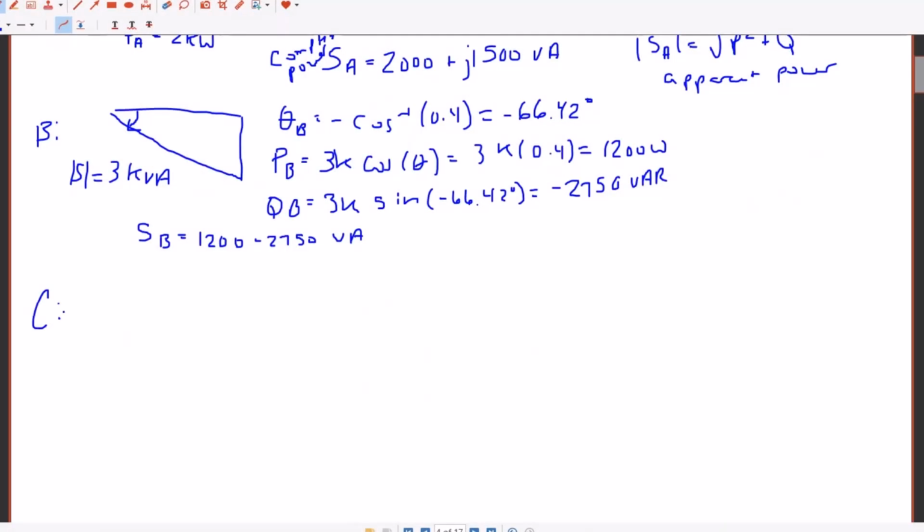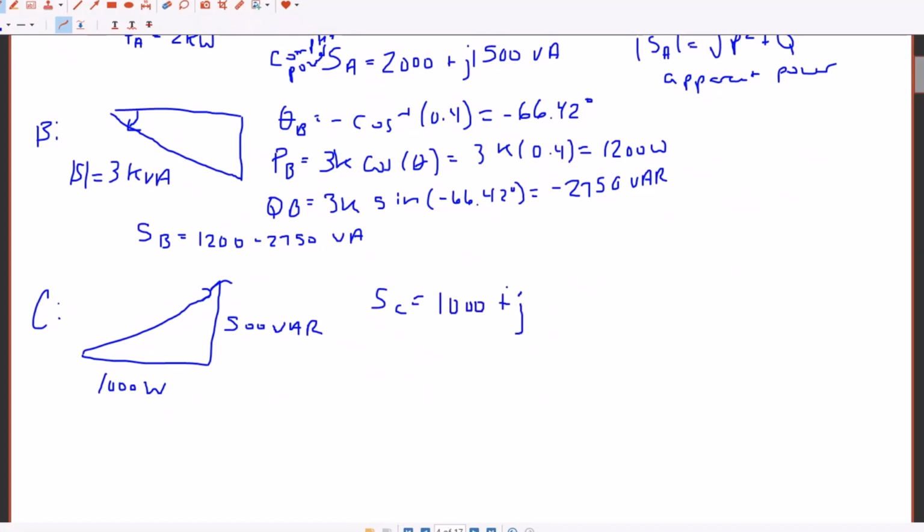For C, we know the real and the imaginary part, and we know it's positive because it's inductive. So we can go ahead and label the triangle. This is just 1,000 watts, and this is 500 var. We don't have to do any trig for this one. We just need to write down that the complex power is 1,000 plus j500 volt amperes.